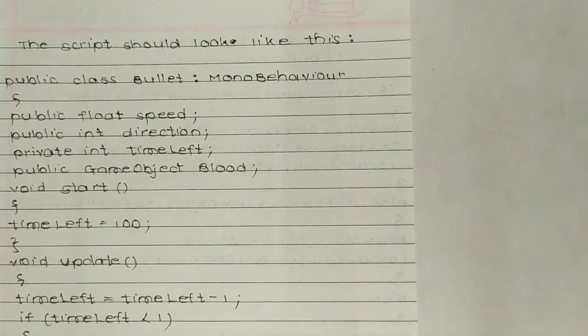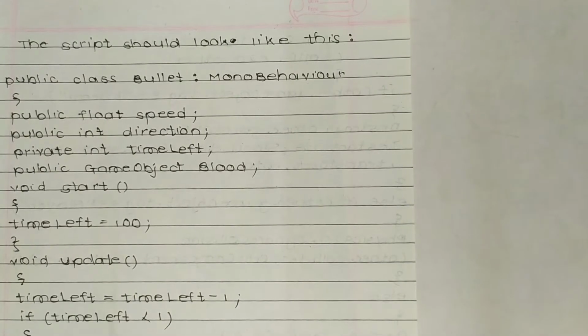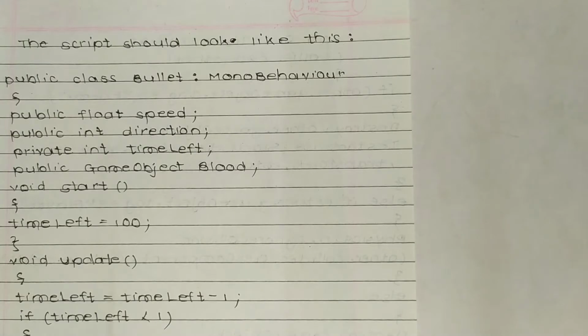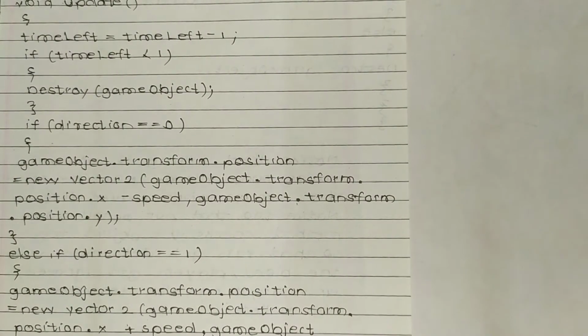The script should look like this: public class Bullet : MonoBehaviour, public float speed, public int direction, private int timeLeft, public GameObject blood. In void Start, timeLeft = 100. In void Update, timeLeft = timeLeft - 1. If timeLeft < 1, Destroy(gameObject).